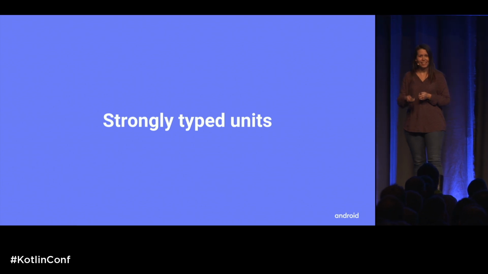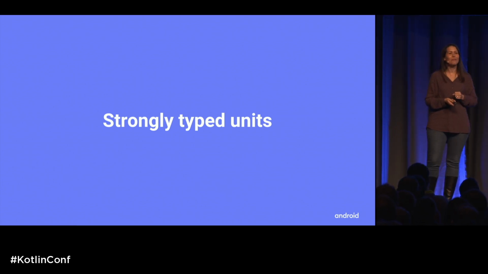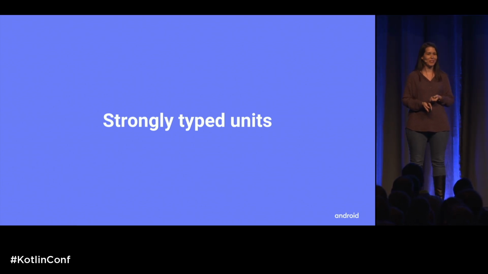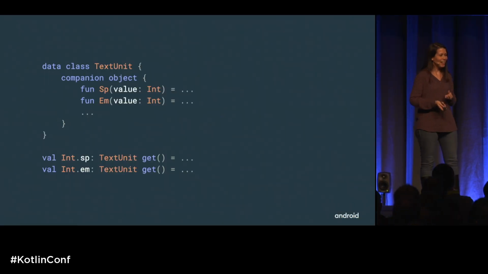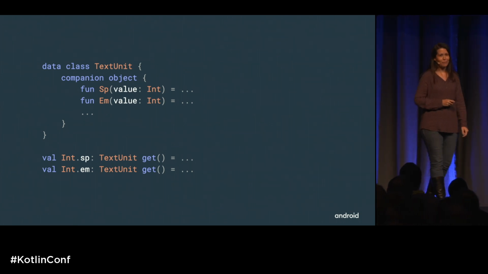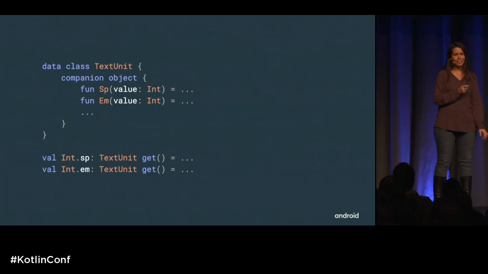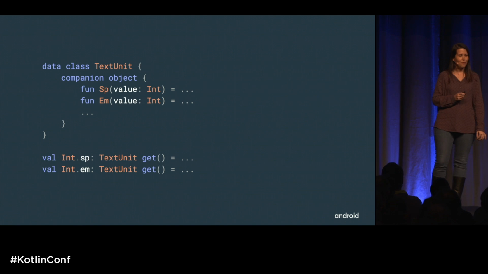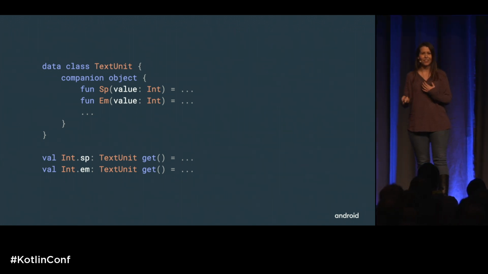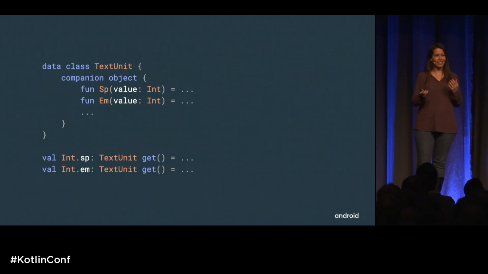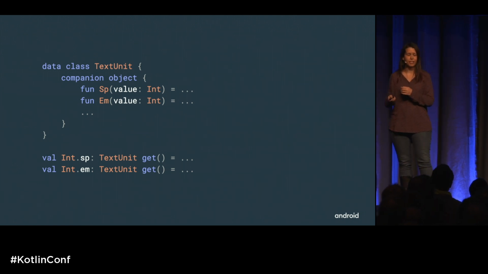And finally, this is a favorite part of the team. We've managed to strongly type our units. So Android has a history of like loosely typed units. Well, we've done something. This is an example I pulled out of text. We can now define a text unit as a class and actually define extension functions to int so that we can define our units, which is much nicer than having to wrap all our units in different functions.